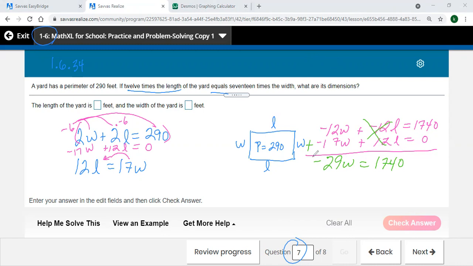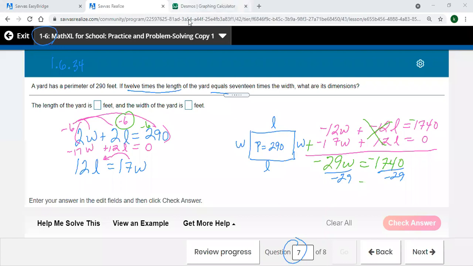I don't understand how my width can be negative though. Oh, I multiplied by a negative 6 here. So this is a negative 1740. All right, make sure your work is making sense logically. And then we'll divide by this negative 29 on both sides. So what's 1740 divided by 29? I don't know, we'll go see.